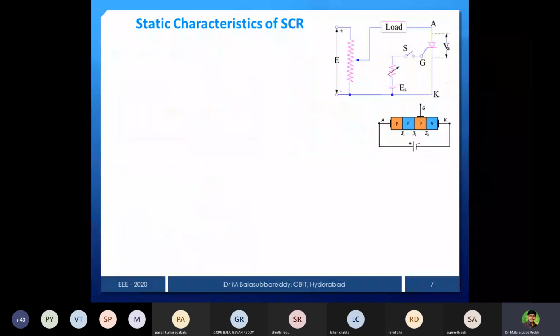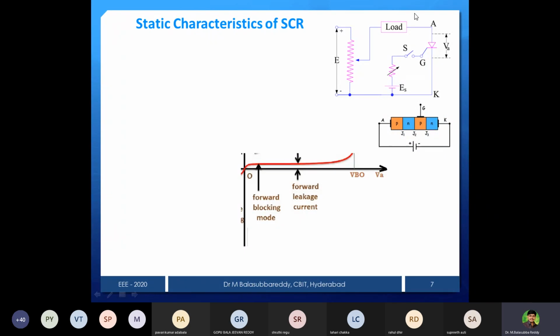Now we can start with the first mode of operation, that is the forward blocking mode of operation, with V and I characteristics. Now we can carefully understand. I open the switch, which means forget about this portion. Let's assume this is not there. By default the switch is open, so there is no connection to the gate. That's why switch S is open, so the gate is not connected.